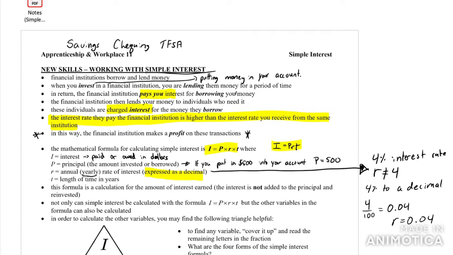Last one, we have t, or little t, which is the length of time in years. And we use this formula to calculate the amount of interest earned, and the amount of interest is not added to the principal and reinvested. So basically, imagine if a bank cut you a check every year for whatever this interest was and just gave it to you.